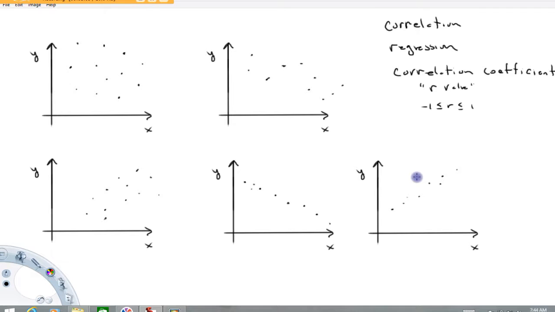So correlation is a word describing whether one variable is related to another. In this example right here, there seems to be no correlation between y and x. In these two examples, it appears that y and x are at least moderately correlated. Here there seems to be strong correlation between y and x. Right? So that's what correlation is. Correlation is a description, if you will, of how strongly one variable appears to be related to another. No correlation, moderate correlation, strong correlation.